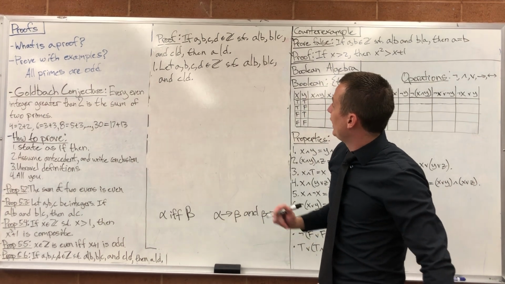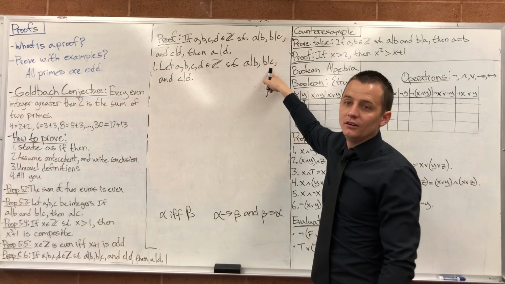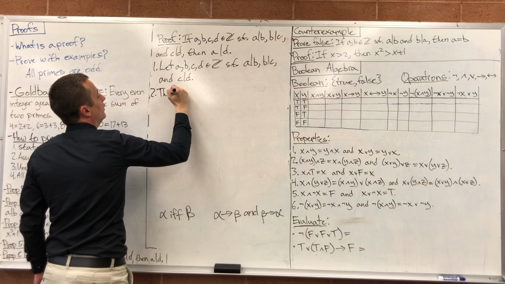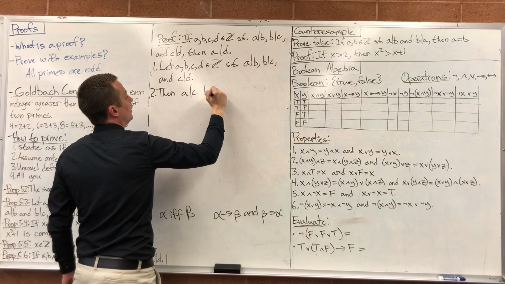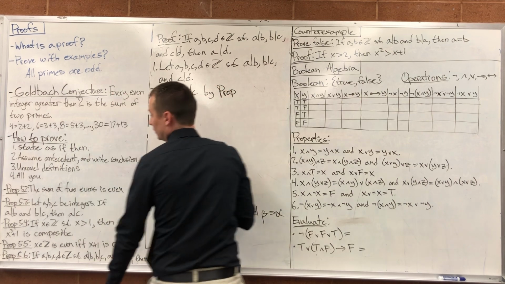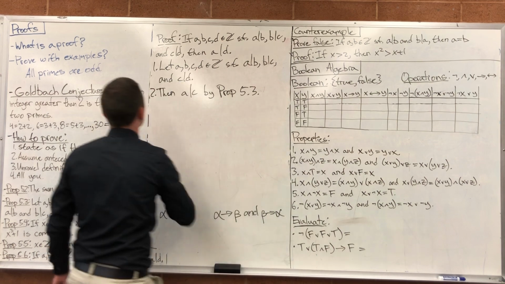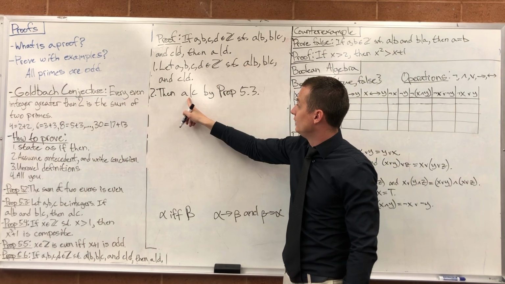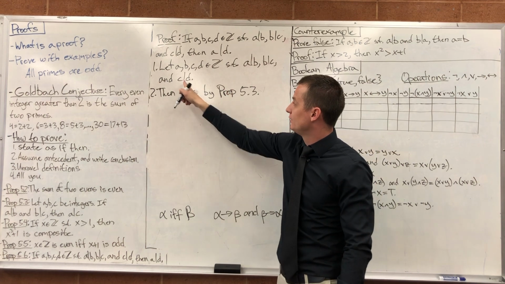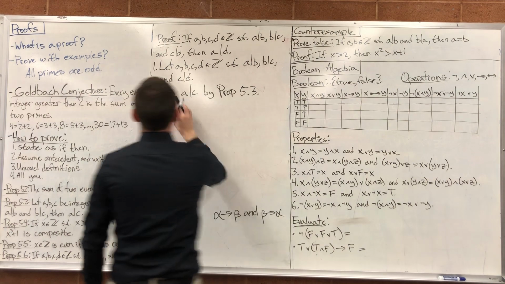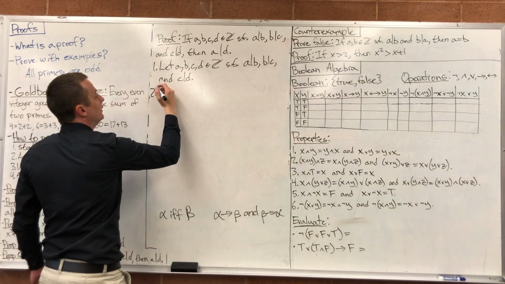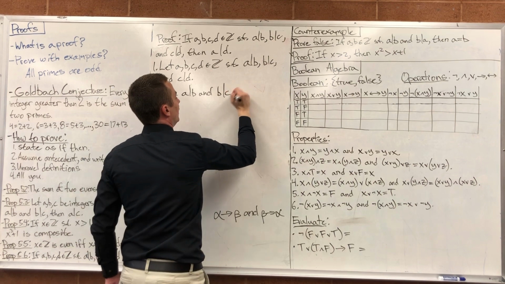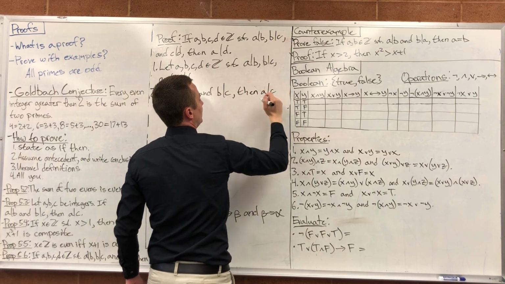All right, so I know that a divides b, and I know that b divides c. So what do I know from that? Then a divides c by proposition 5.3. Now I know a divides c and c divides d. Maybe I should put "since" here. Let me say it that way. I think you'll see it there. Since a divides b and b divides c, then a divides c. And that's prop 5.3.